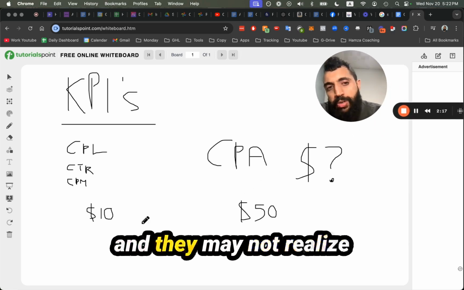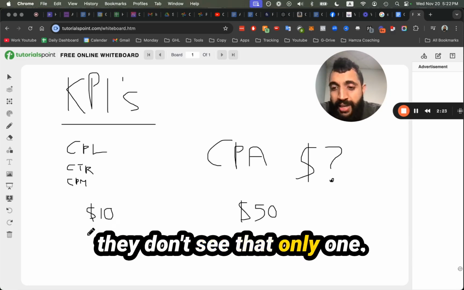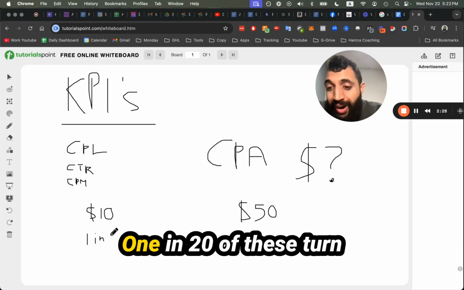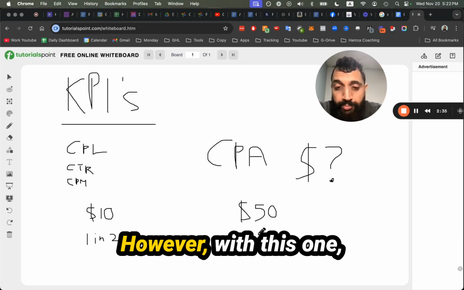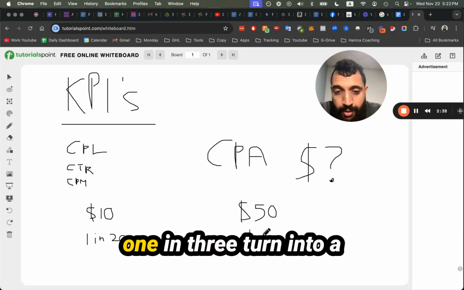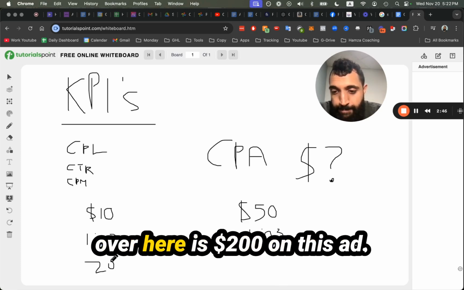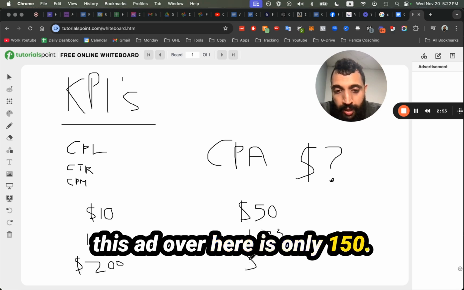But what they may not realize, because they're not looking deep enough into the data, is that only one in 20 of these turns into an actual sale. However, with this one, one in 3 turns into a sale. Meaning the cost per acquisition for this one over here is $200 on this ad, but the cost per acquisition on this ad over here is only $150.